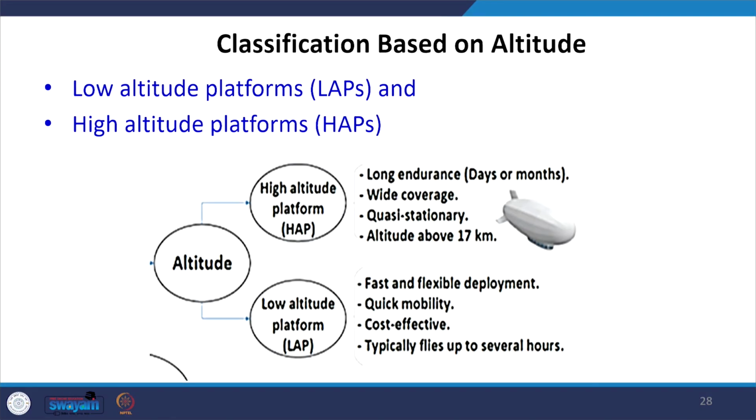Now, classification based on the altitude. So, we have low altitude and we have the high altitude platform. One is called LAP and the second category is called HAP. Under HAP they have long endurance, wide coverage, they are quasi-stationary and their altitude is quite high, up to 17 kilometers. But the low altitude platforms are fast and flexible to deploy, have quick mobility, are cost effective and fly up to several hours. So, again depending upon the altitude at which we have to collect the data, we will go for LAP or HAP.